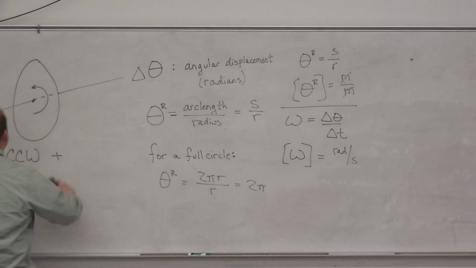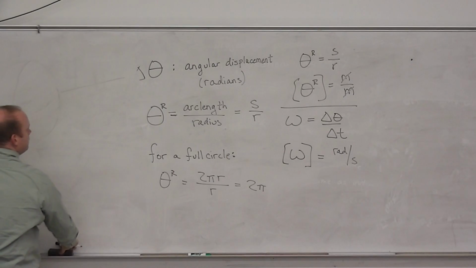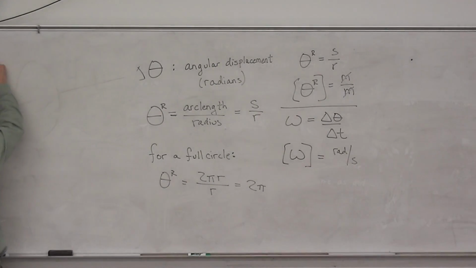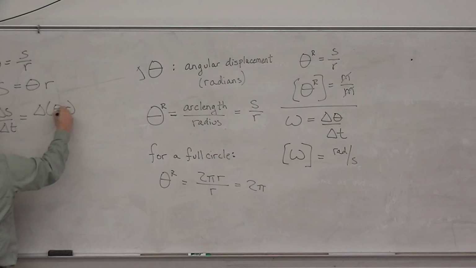Now, the relationship here: theta is equal to S over R. So we can rearrange this. The arc length is equal to the angle times the radius. Let's just say I do this with respect to time. The change in arc length with respect to time is equal to the change in theta times R with respect to time.